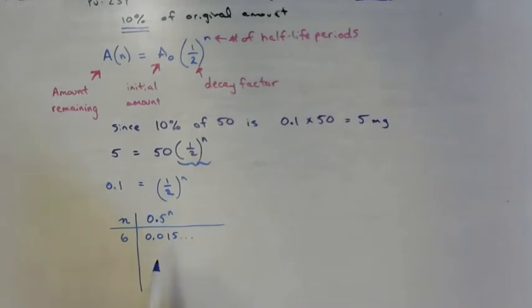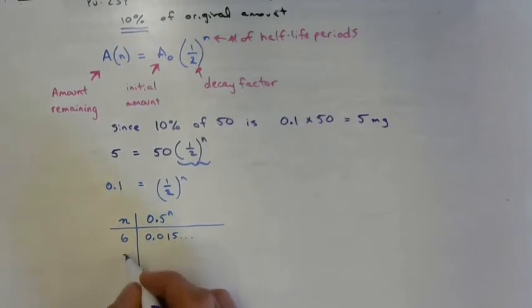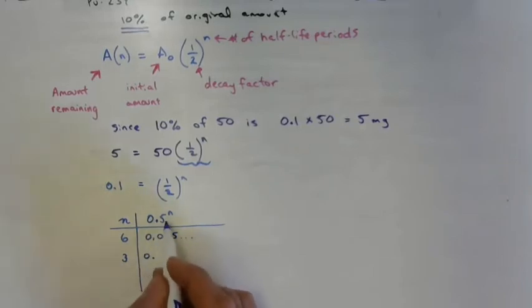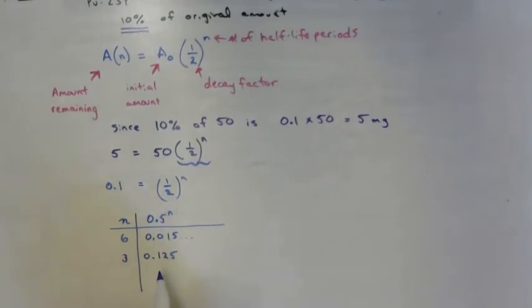So let's pick another number. Let's try 3. If you do 0.5 to the power of 3, you get 0.125. That's pretty close, but it's still a bit too big.